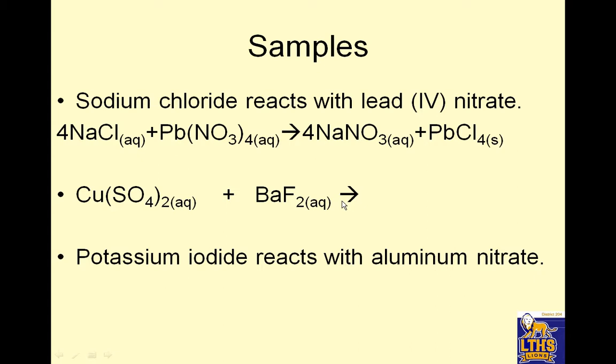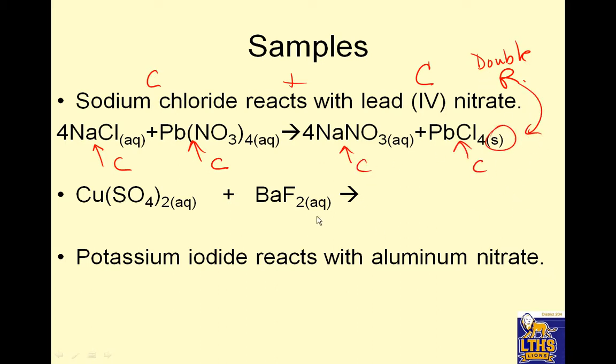Okay, so here are some sample problems. Sample reactions. Sodium chloride, this is a compound, reacts with lead nitrate. That's a compound. A compound and a compound is a double replacement. Double R. Oh, look, it's a compound and a compound, and you get two new compounds, and one of them's solid. So this is double R. Double R again. It's a compound and a compound. So that's going to be a double replacement.